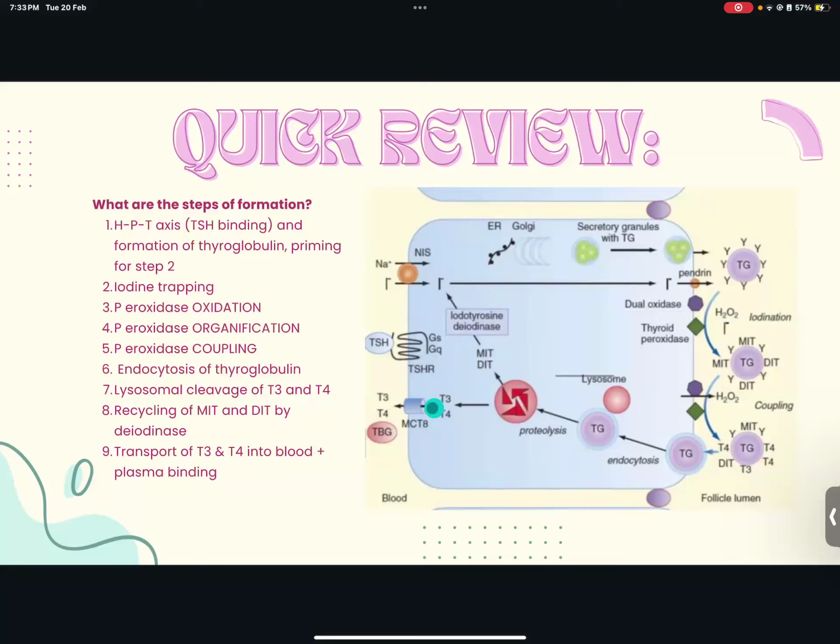So the T3 and T4 are going to exit out of the follicular cell back into the blood via MCT8 and MCT10. And the MIT and DIT are going to be recycled by iodotyrosine deiodinase to make iodine available again for more production of thyroid hormones. And then after that, T3 and T4 are going to bind onto thyroid binding globulin, which is basically just a protein carrier. It's like a car. Those thyroid hormones bind on, and then they're going to be transported in the blood to the area that they're going to be acting on.